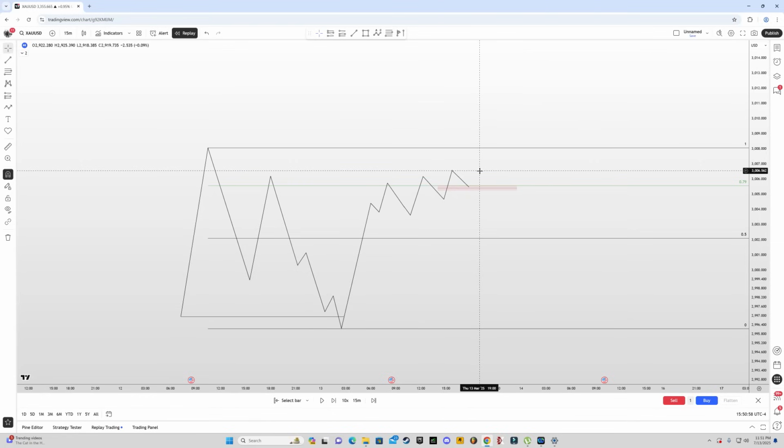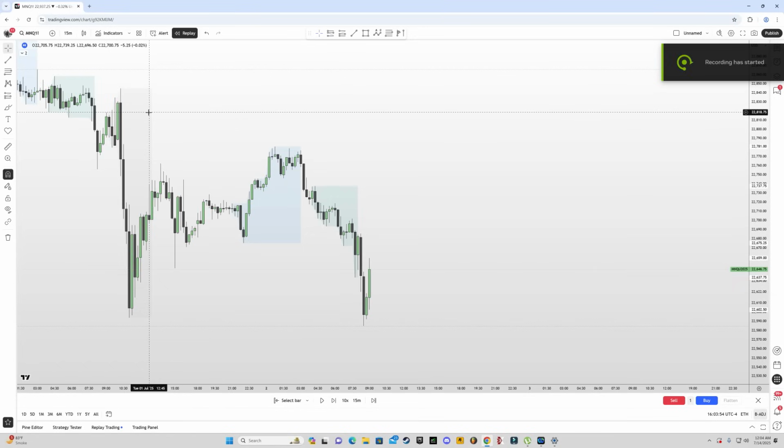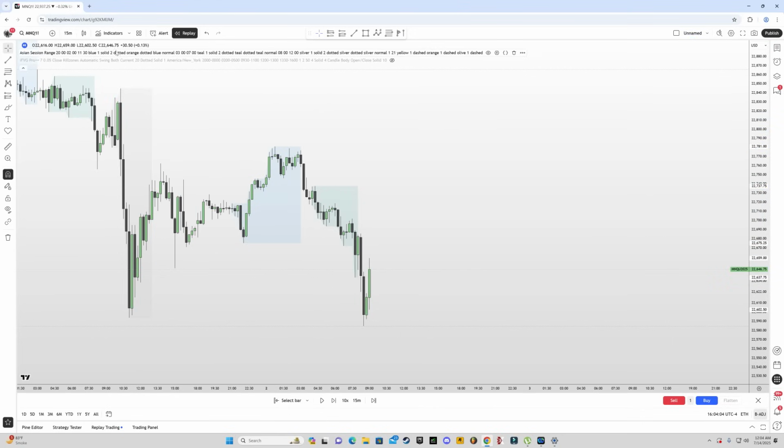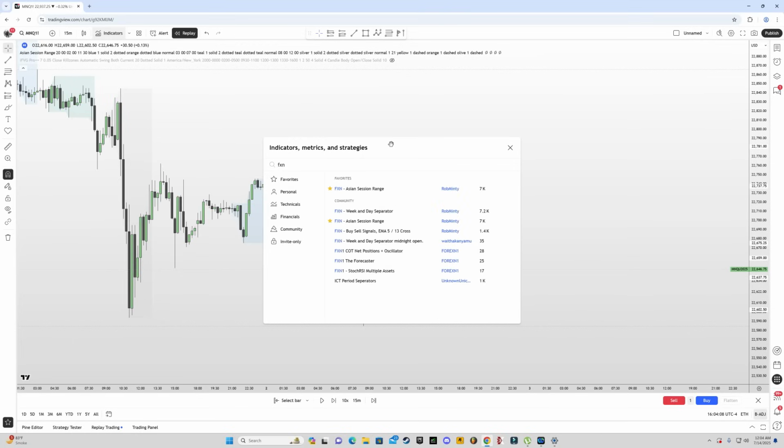So now let me give you guys some examples. All right, so here is example number 1. And before I give you the example, we need to know the correct timings that I've fine-tuned for each session. So let's go here, and you want to use an indicator. Go into indicators, type in FXN, Asian Session Range by Rob Minty.